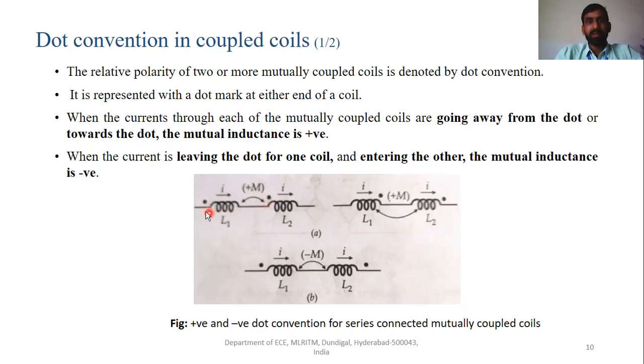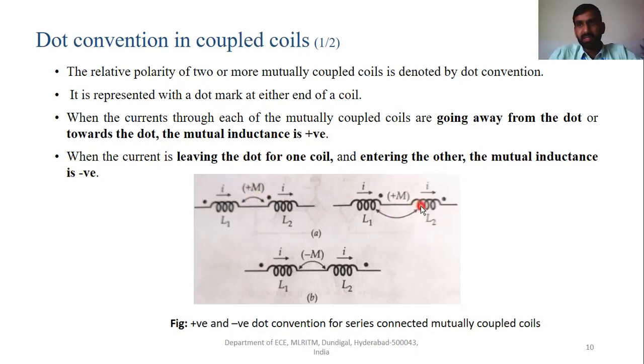That means the dot is showing in this way: if this terminal is positive, this terminal is going to be positive for the second coil. If this terminal is negative, this terminal is going to be negative for the second coil. Is it clear? So in this connection, we can say directly the mutual inductance is positive over here.